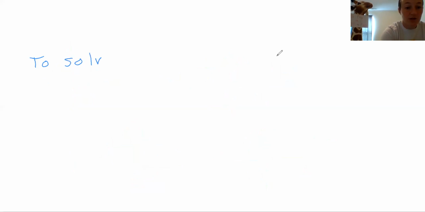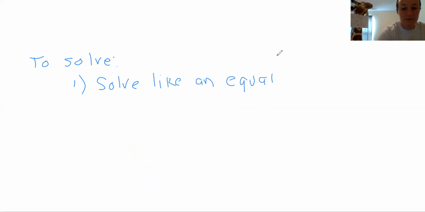To solve inequalities, we're going to have 2 steps. Step 1, solve like an equation. Give you a couple more seconds to write that down.